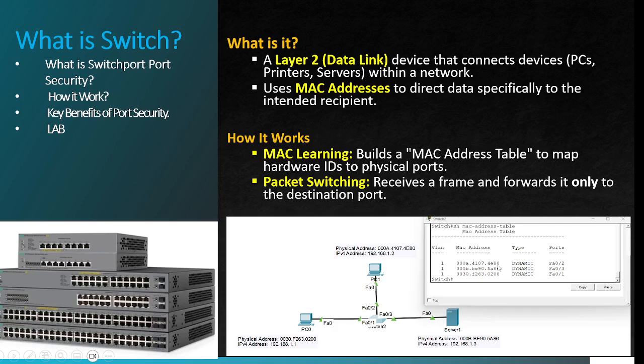Then it checks the destination MAC address. If the destination MAC address is available in its MAC address table, it takes the frame out from the respective port. If the MAC address is not available in the MAC address table, the switch will forward the frame to all the available ports, and this is called flooding.